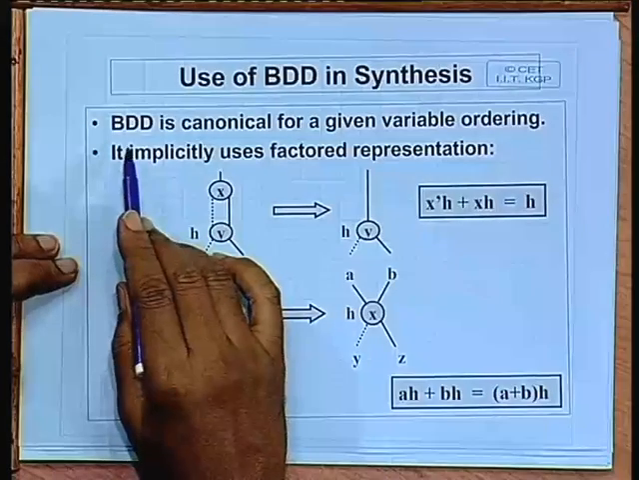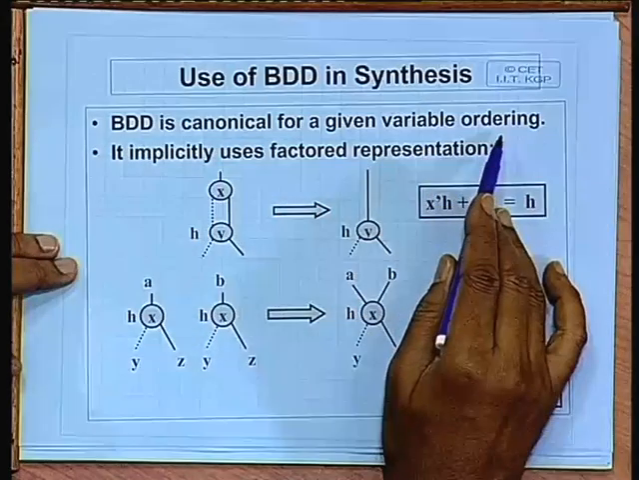So, this concept of reduced ordered binary decision diagram has been used by many researchers primarily for the representation of Boolean functions, for simulation, for verification, even for synthesis. Now, in this context we will show you one method where BDD was applied for synthesis. But first you observe, well, BDD is canonical for a given variable ordering, I have already mentioned.